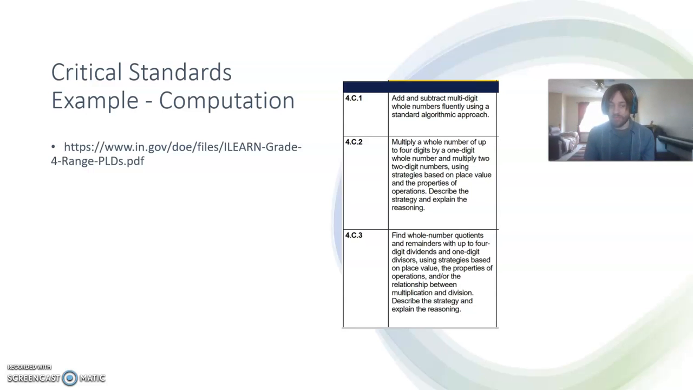And then the last one is being able to find whole number quotients and remainders with up to 4-digit dividends and one-digit divisors using strategies based on place value, the properties of operations, and the relationship between multiplication and division, and then again being able to describe the strategy and the reasoning behind it.